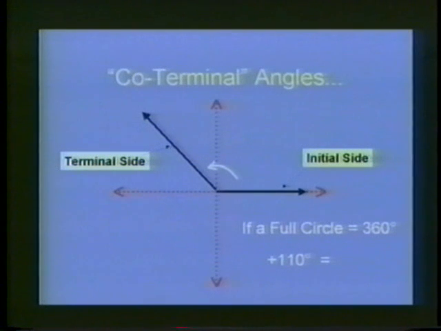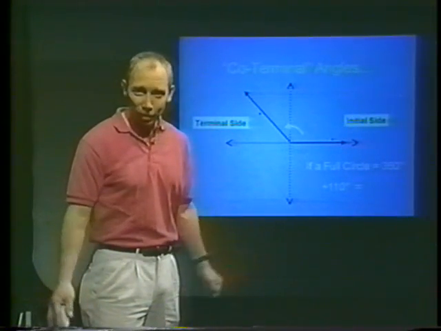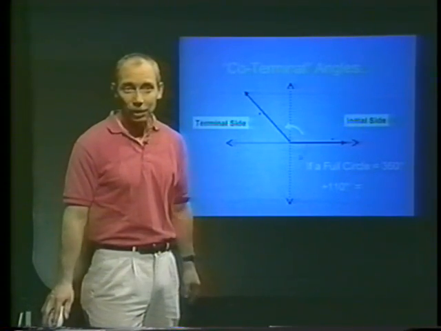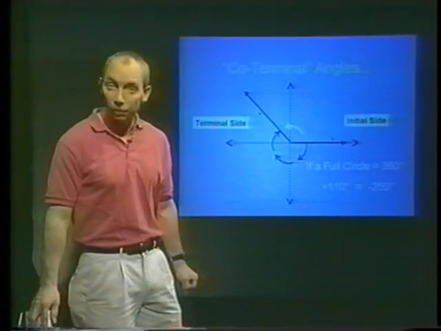Well, we could say that a positive 110 degrees is the same as, what would it be as negative? How far would I have to go in the negative direction to reach 110 degrees? Well, I know the whole circle is 360. So what's the rest of it? 360 minus the 110, if you go all the way around that direction, would be 250, but it's in the negative direction, so we say negative 250.